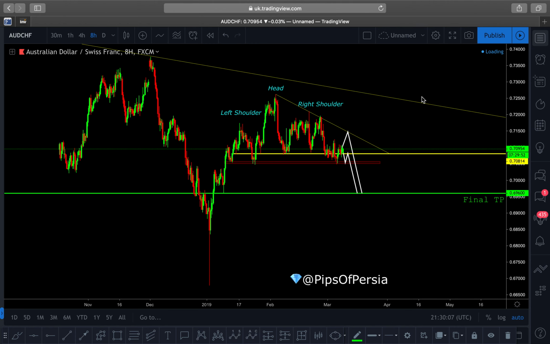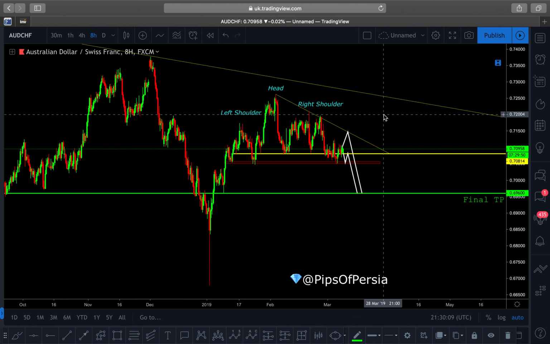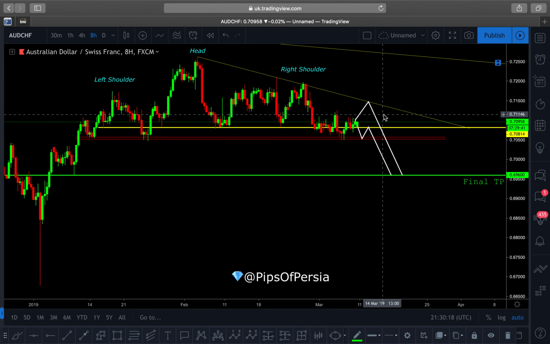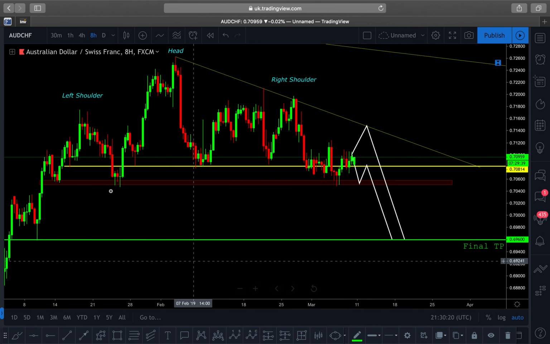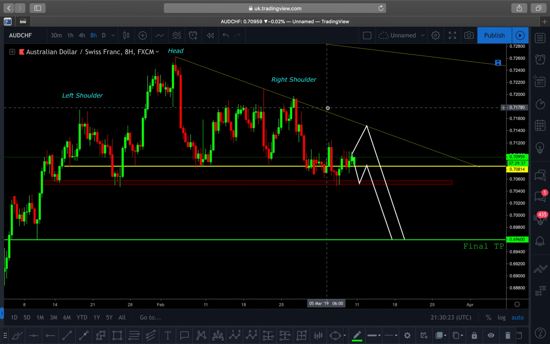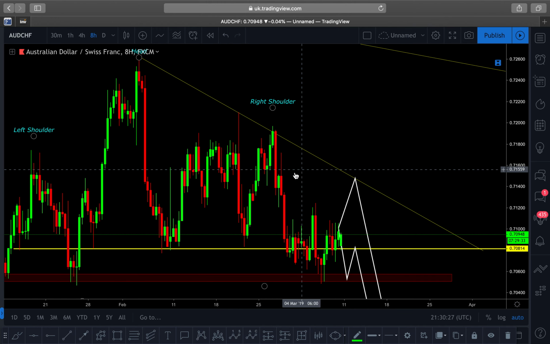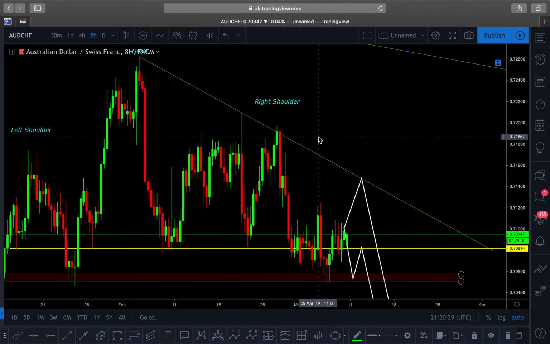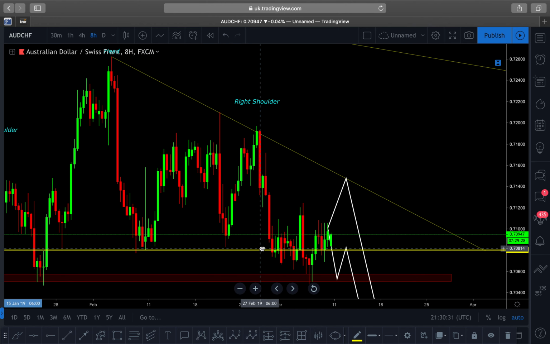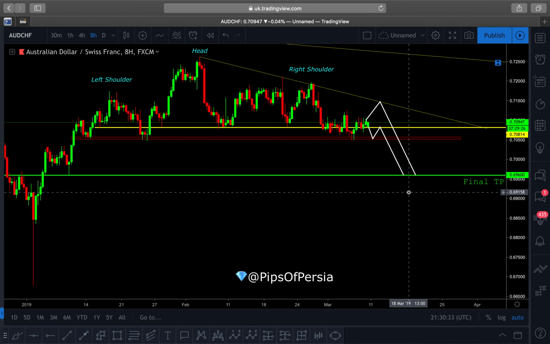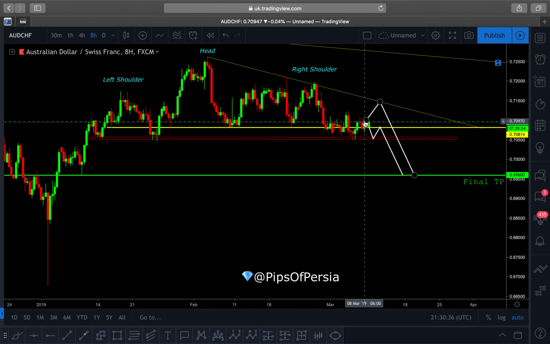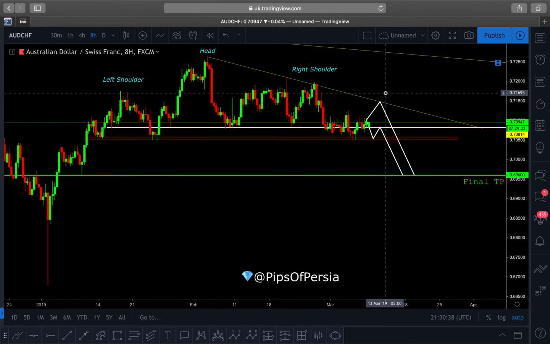Next pair, Australian dollar versus the Swiss franc. Quite similar in terms of analysis to Australian dollar versus the Canadian dollar. I mean, we're bearish on Australian dollar currently. However, in this case, we can still see the normal head and shoulders formation, the left shoulder, head, right shoulder, indicating a potential move to the downside. We can see that the market is finding it difficult to maintain the price below this previous reversal zone over there.